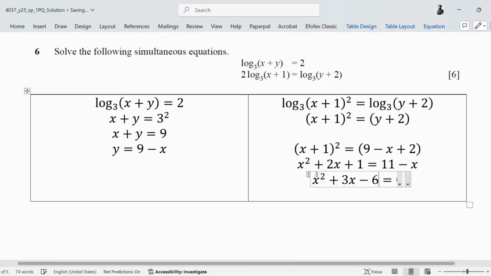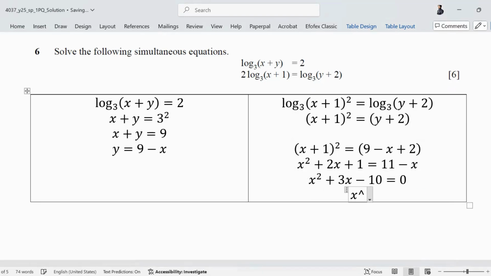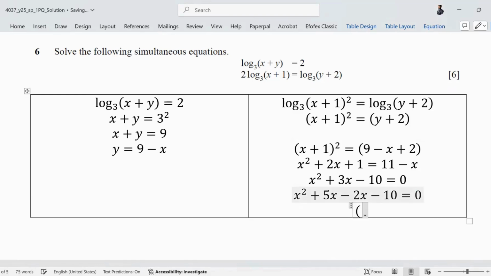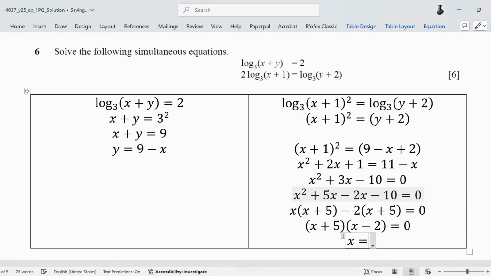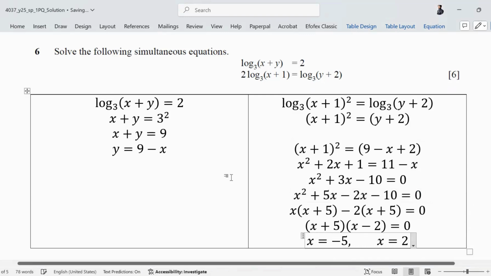So when 11 comes over here, it will become -10. Now, x squared plus 5x minus 2x minus 10 is 0. You can also use the quadratic formula, but do not make an error. x common, x plus 5, minus 2 common, x plus 5 is 0. So x plus 5 and x minus 2 is 0. So x is either -5 or x is +2.